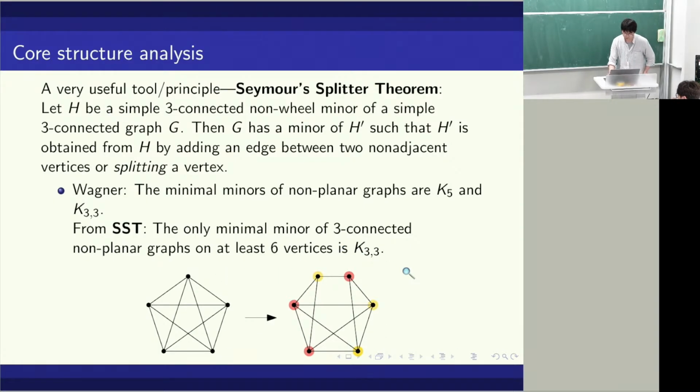So it is an application of the seminal splitter theorem. And of course, you can also argue elementarily why every 3-connected non-planar graph on at least 6 vertices has a K33 minor.